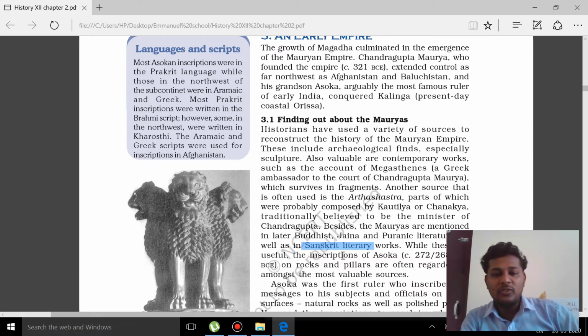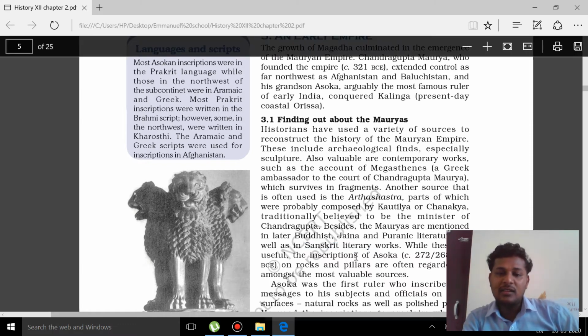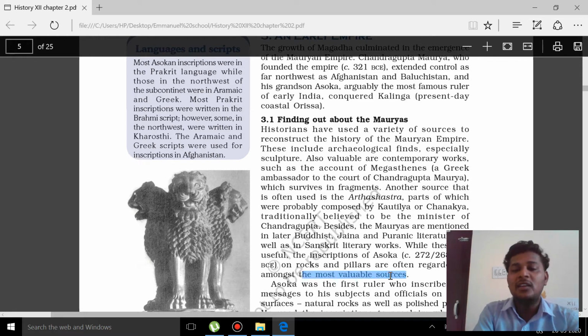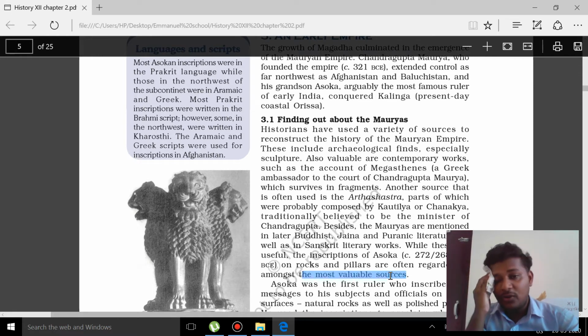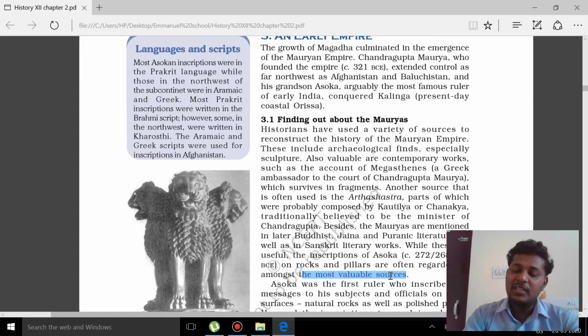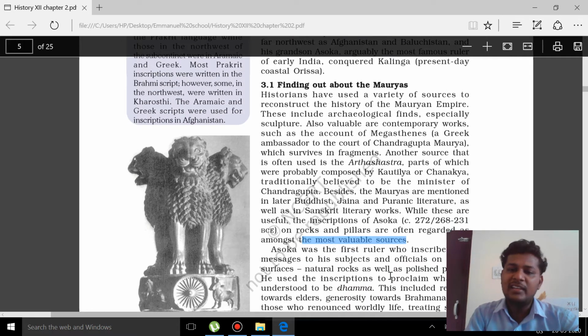While these are useful, the inscriptions of Ashoka, written on rocks and pillars, are also regarded as the most valuable source. Very important. This is the fifth point, the fifth source that tells us how we know about Mauryan history. So there are 5 sources. One is archaeological finds; second is contemporary work like the work written by Megasthenes, that is Indica. It is not mentioned here, it will come in later lessons or in your timeline, so have a look. And that is Megasthenes' work.